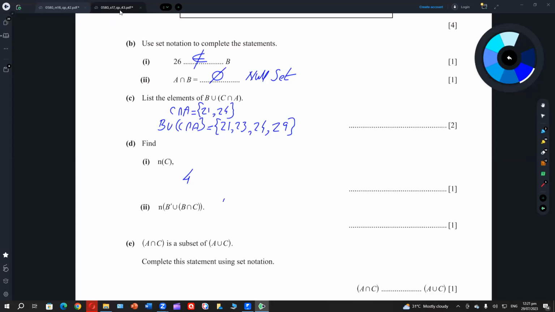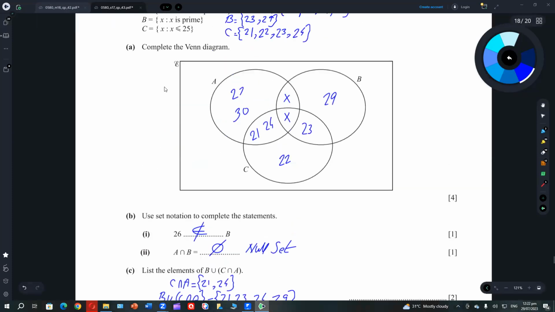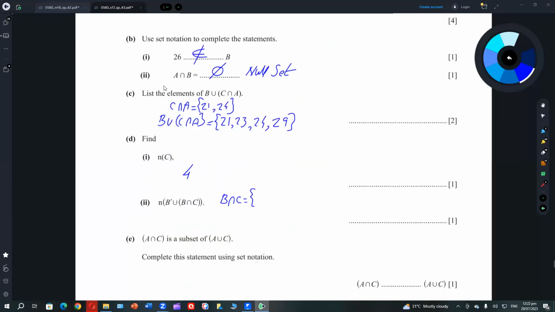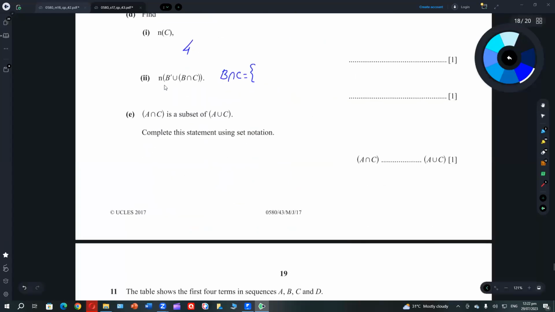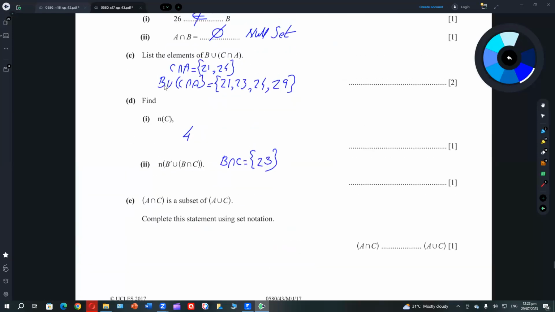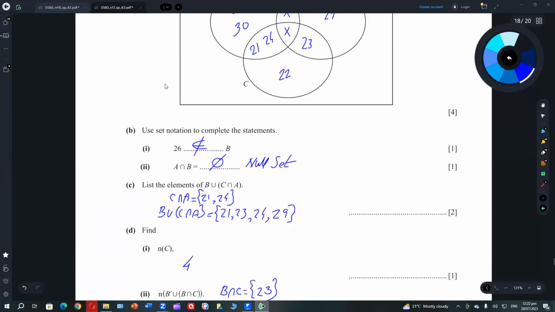B prime union B intersection C. So first, what is B intersection C? What is common between B and C? Common between B and C is 23. Only one number, 23. Yes. So I write, I'm showing the steps to the examiner. There are two possible ways, either you shade or you write. Shading actually makes us smudge.